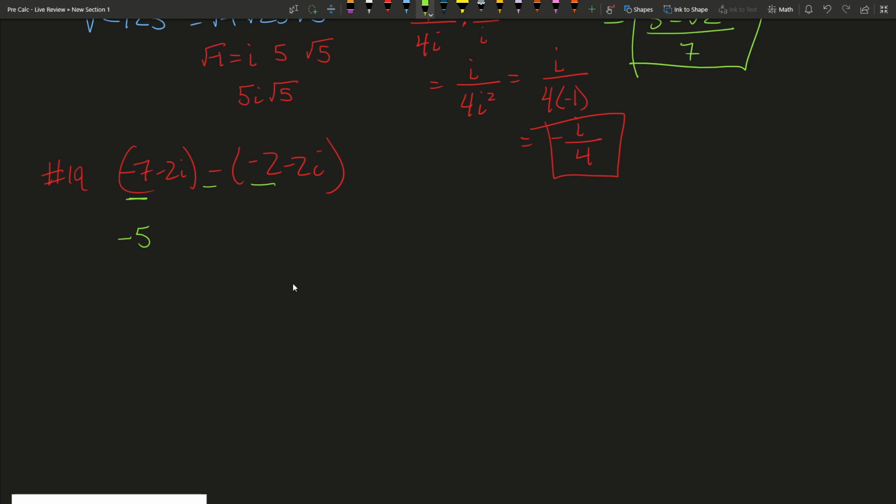And then negative 2i minus a negative 2i, which, if we have negative 2 of something and we add 2 of something, we just get 0. So this just simplifies to negative 5. Again, in this case, just treat i as a variable and everything will work out.